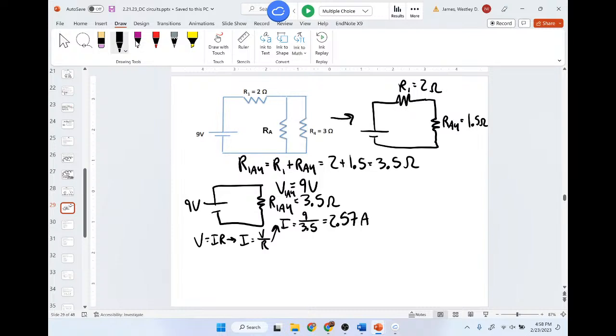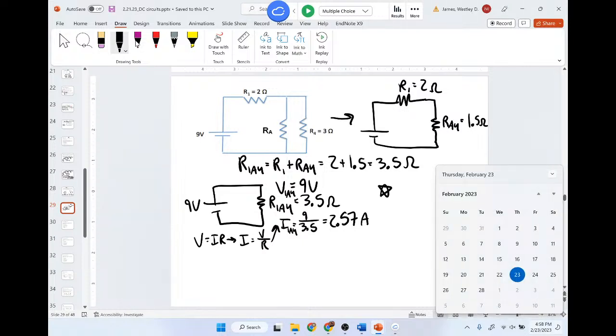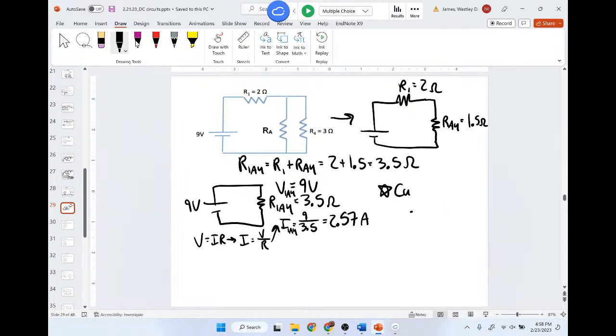So we go back to this circuit, and that circuit was in series. What do we know about resistors in series? Think about that. What is constant? Is it voltage or current? It is current. You know the current through R1 and RA4, which means you now know the current through R1 and RA4. Current is constant in series.